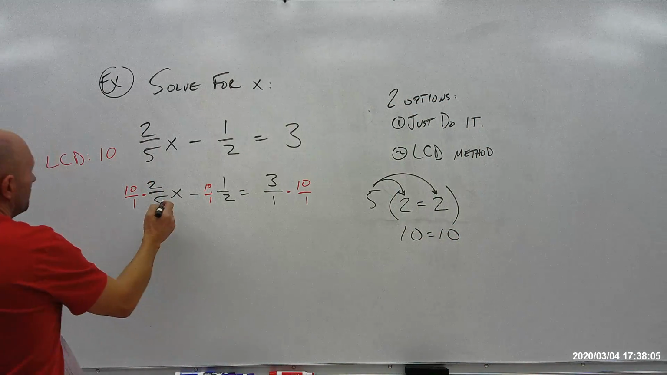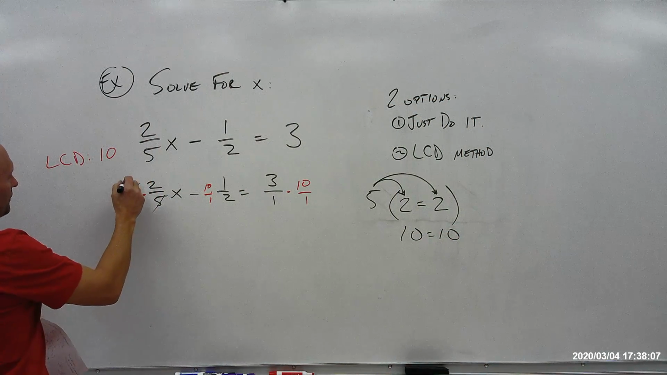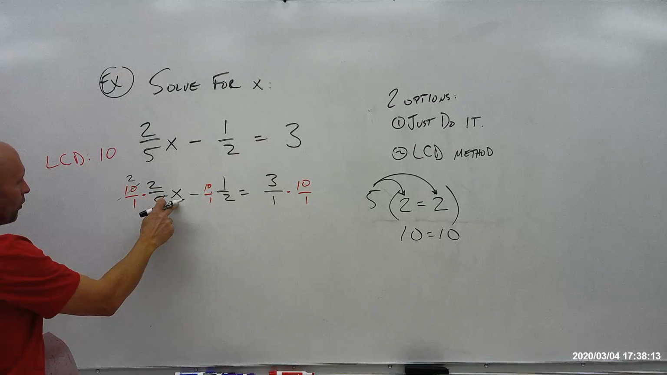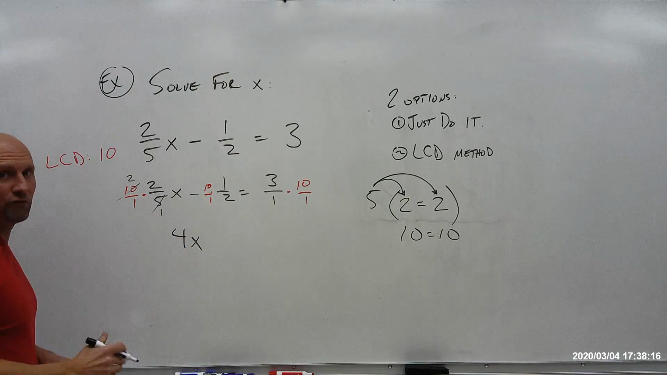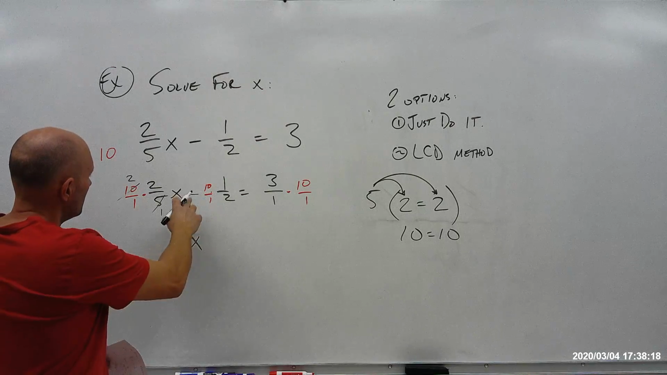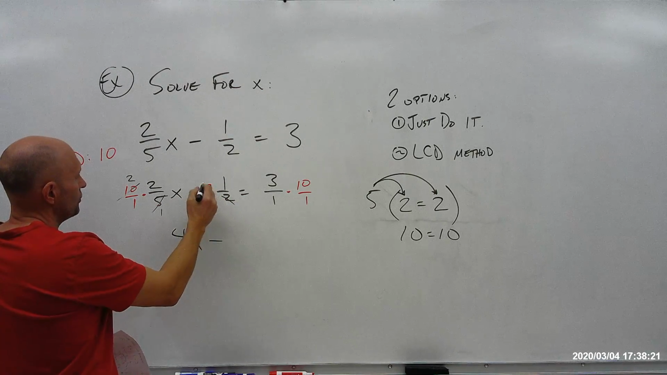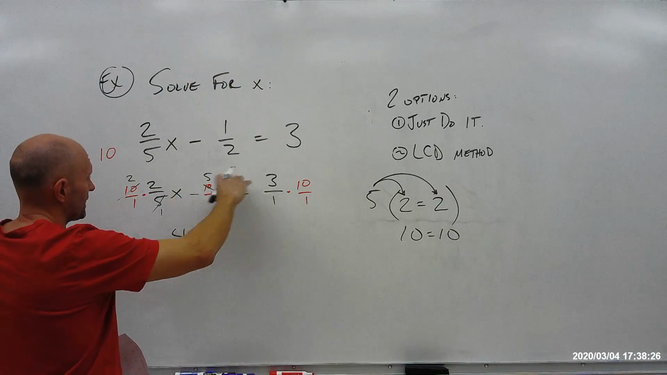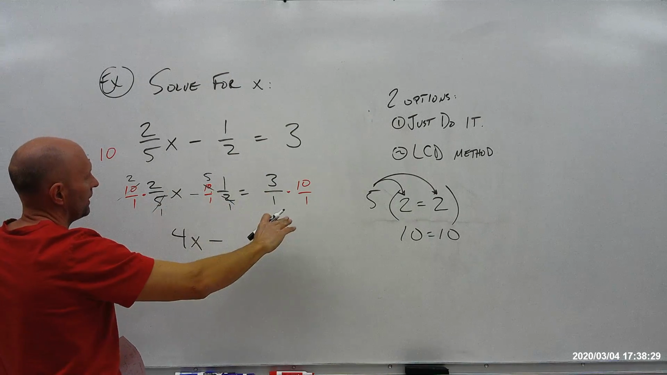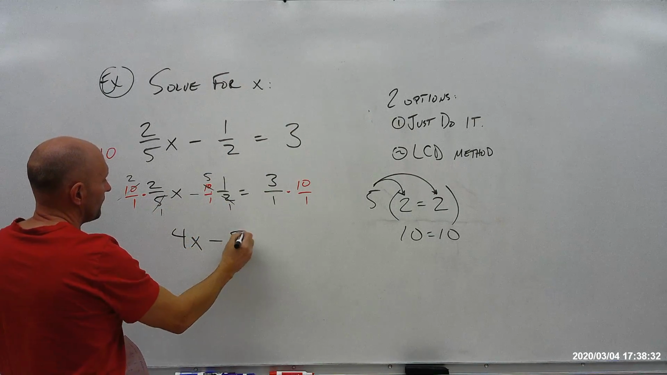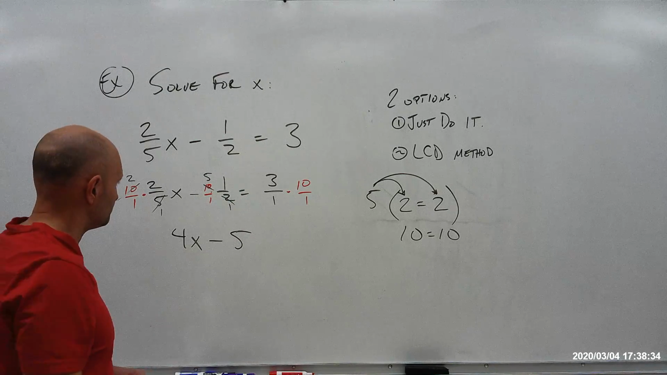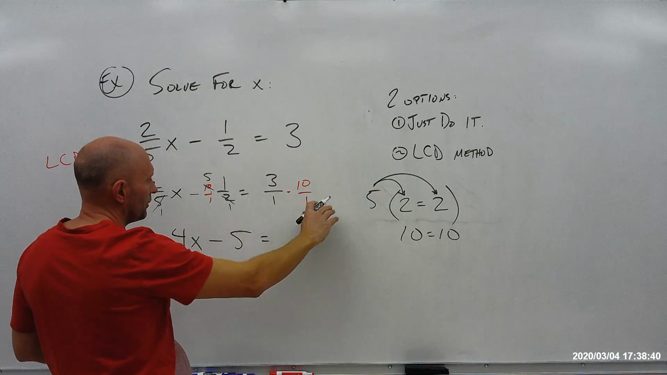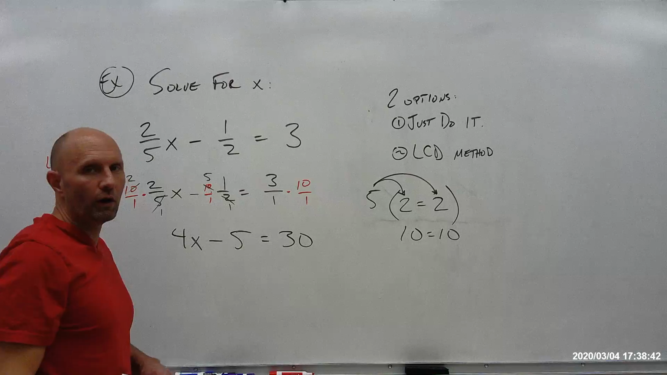So here, the 5 in the denominator cancels with the 10, leaves me with 2 and 1 in the denominator. So I have what? 2 times 2 is 4 times x, so 4x. Minus, here the 2 cancels with the 10, I get 5, 1 in the denominator again. Fraction math is what? Multiply numerators, multiply denominators. So 5 times 1 is 5, 1 times 1 is 1. And lastly, multiply everything across. 3 times 10 is 30 over 1. 30 over 1 is 30.